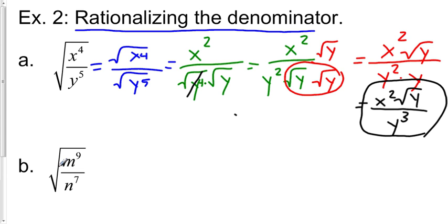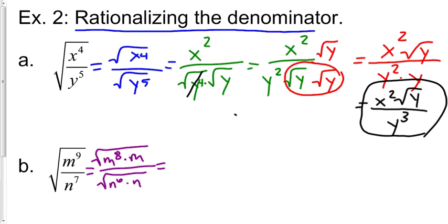This time we're taking a square root and we have odd powers in both the numerator and the denominator. So let's go ahead and split those up right away. M to the 9th, I want to split into m to the 8th times m because I want an even power here. In the denominator, I'm going to split n to the 7th into n to the 6th times n.